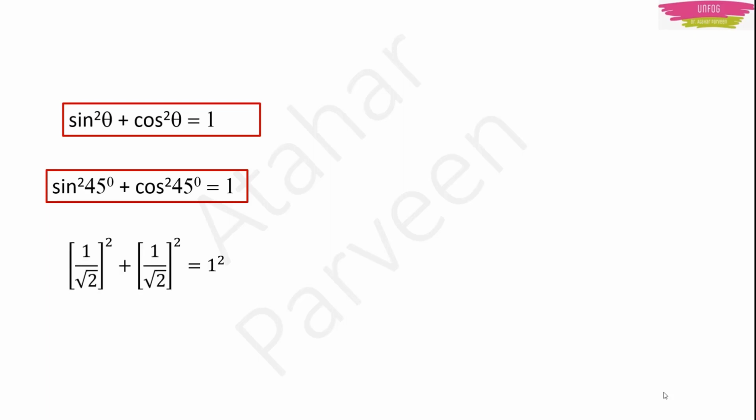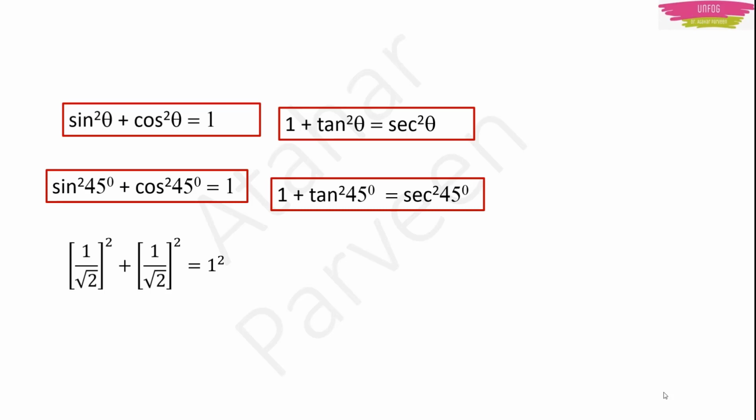Substitute and do whole square. You will get 1. Okay, you can prove it also. Another important identity: 1 plus tan square theta is equal to secant square theta. Now, for example, you take theta as 45 degree. Then you substitute the values. 1 plus tan square theta is equal to secant square theta.